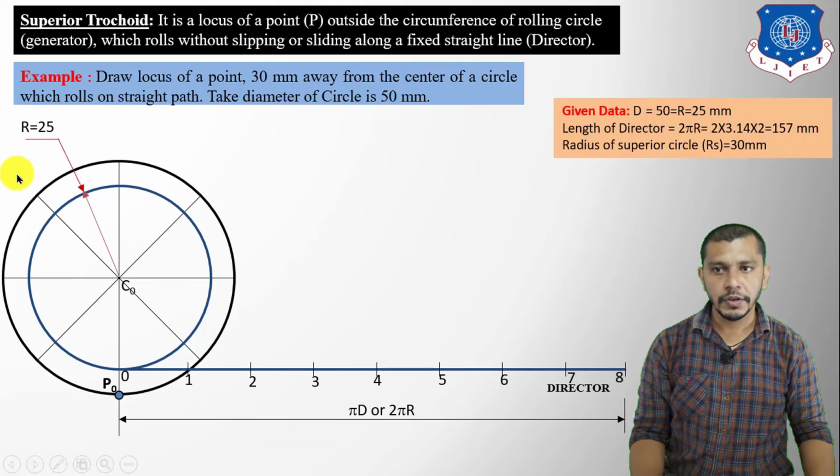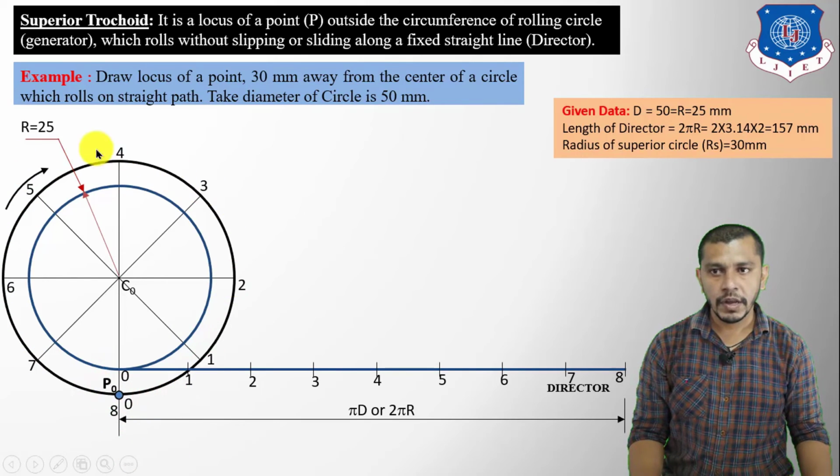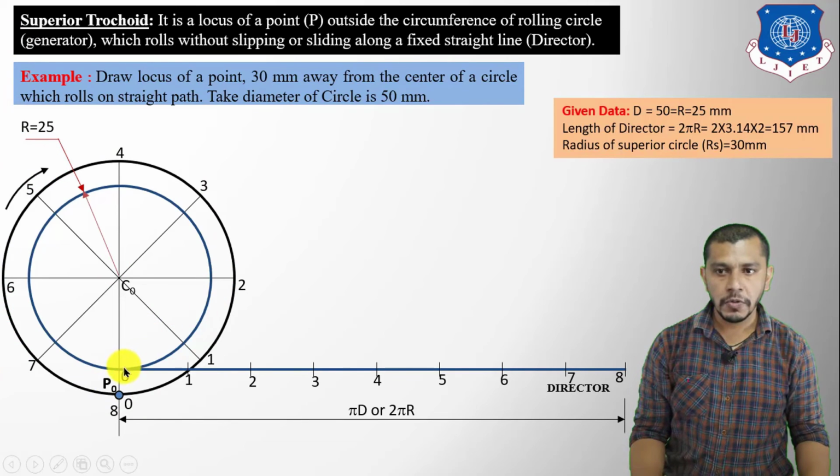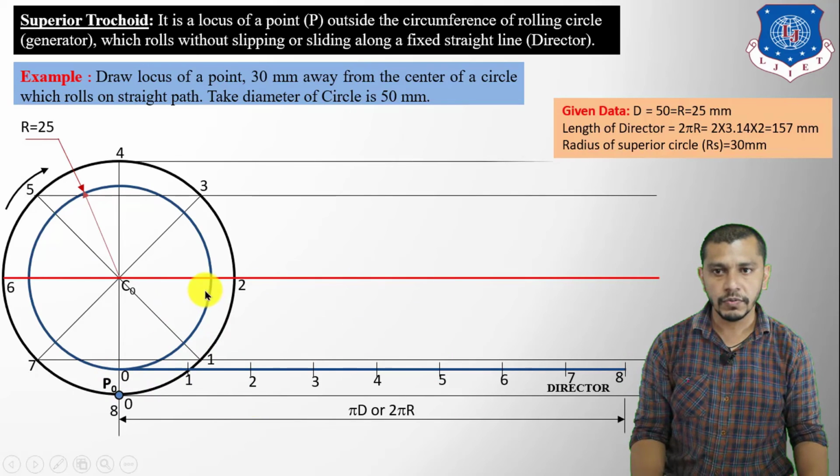Now again the circle is going to roll in the clockwise direction. We have to give the numbering on the superior circle in the anti-clockwise manner, starting from P0 over here: 0, 1, 2, 3, 4, 5, 6, 7, 8. After giving the numbering on the superior circle, now we have to draw lines parallel to the line of the director from the points of the superior circle. So draw lines parallel to the director from 0, 1, 2, 3, 4.